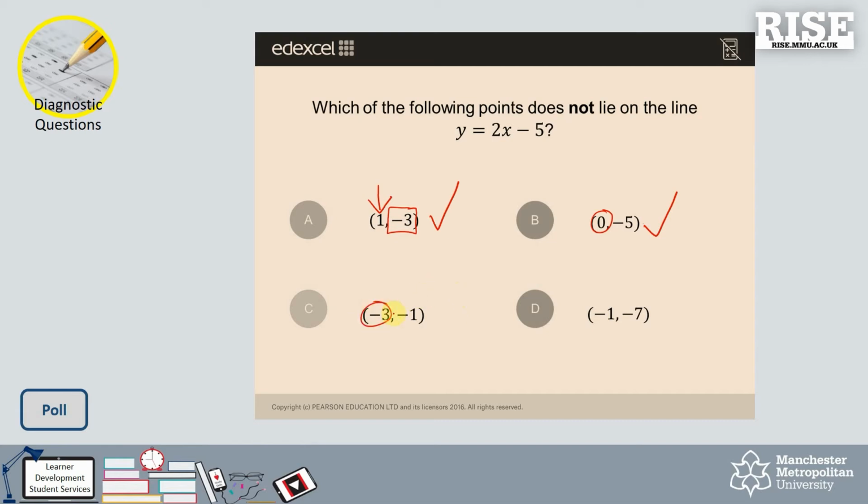What about x equals negative 3? 2 times negative 3 is negative 6. And if I take away 5 from that, I get negative 11, not negative 1. So this point does not lie on the line.